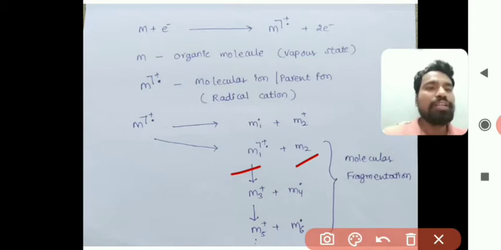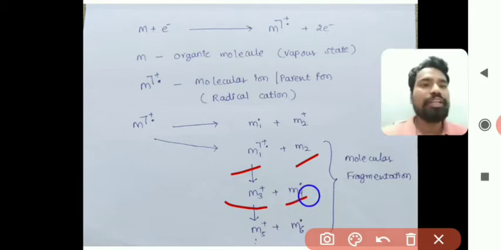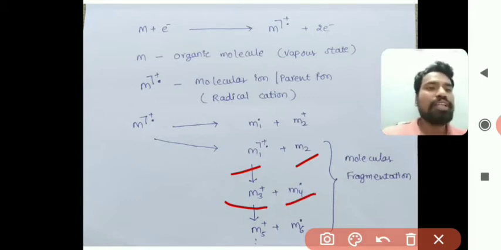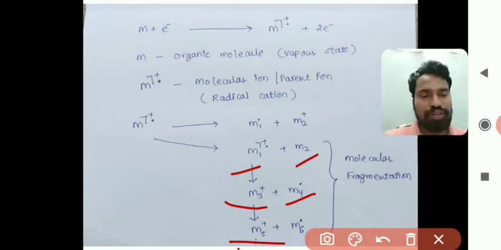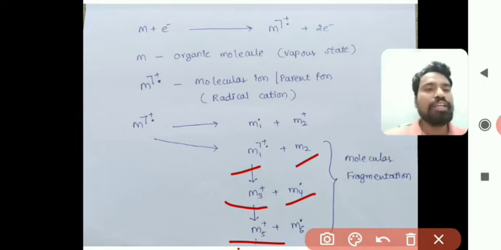So after that this M1 radical cation will be converted into M3 plus a cation and M4 dot, and after that this M3 plus will be converted into M5 plus and M6 dot, and this M5 plus cation will further undergo fragmentation until we get a small cation. So this process continuously goes on.